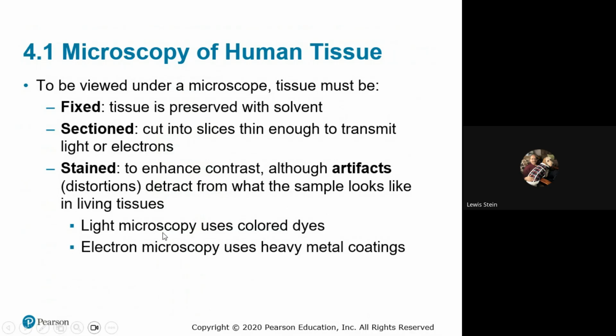Okay, and so we all know this in light microscopy. To see things, unless it inherently has color, and even if it does, like when we look at slides in physiology of blood, hemoglobin inherently has color, but we enhance that using stains. And electron microscopy, you probably knew this, uses heavy metal coatings. I'm not as familiar with the technological stuff. We just see the slides.